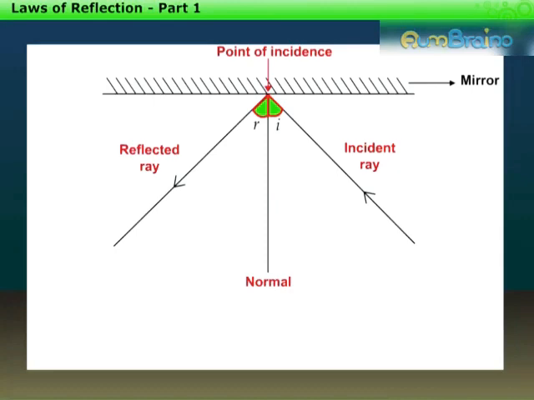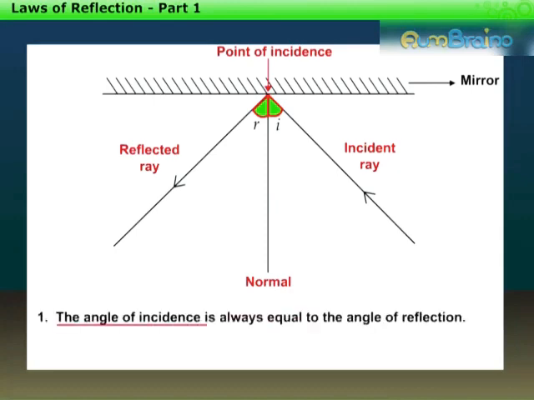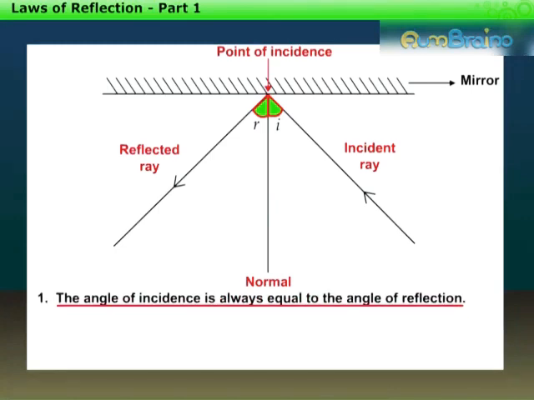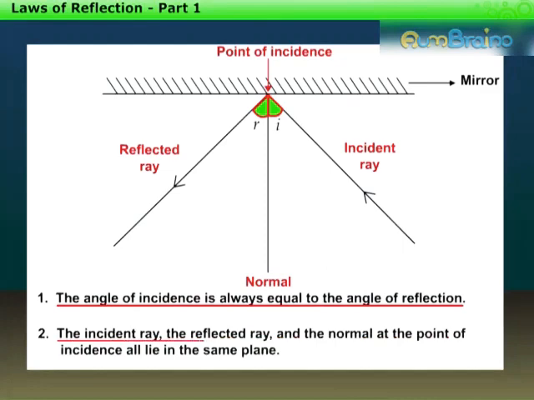Thus, the laws of reflection are: the angle of incidence is always equal to the angle of reflection, and the incident ray, the reflected ray, and the normal, at the point of incidence, all lie in the same plane.